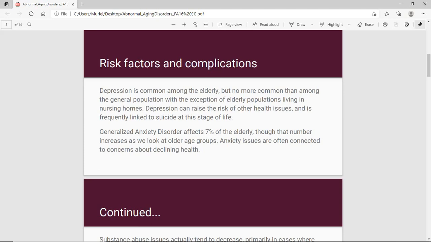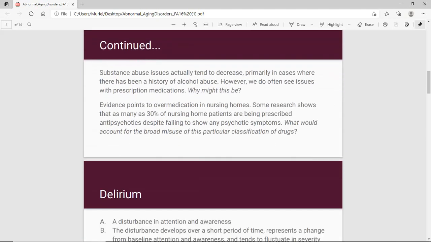Generalized anxiety disorder affects 7% of the elderly. Though that number increases as we look at older age groups, anxiety issues are often connected to concerns about declining health. Substance abuse issues actually tend to decrease, primarily in cases where there has been a history of alcohol abuse.